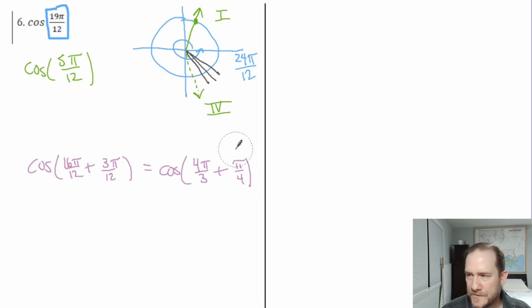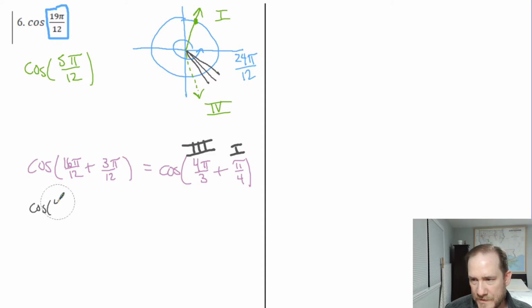So broken down this way, you've got a quadrant 1 angle, which should be very easy to evaluate. And then 4 pi over 3 is a quadrant 3 angle. So you know that both the cosine and sine of this are going to be negative. So anyway, let's expand, let's evaluate. It's going to be cosine 4 pi over 3 times cosine pi over 4. Again, if we're doing it as a sum, then the expansion should be a difference.